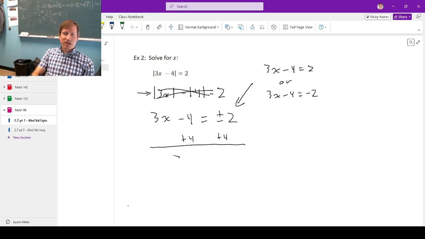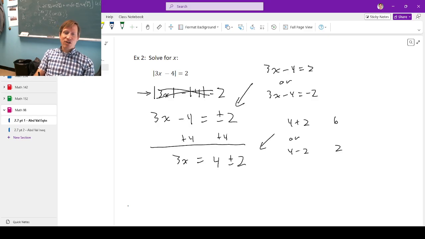On the left-hand side, we get 3x. On the right-hand side, we have to be a little careful. It's tempting to write, well, 2 plus 4 is 6, so maybe it's 6. That's not right. So I'm going to keep this as 4 plus or minus 2. Remember, this plus or minus is really an abbreviation for 4 plus 2, which is 6, or 4 minus 2, which is 2. So this right-hand side is either 6 or 2, right?